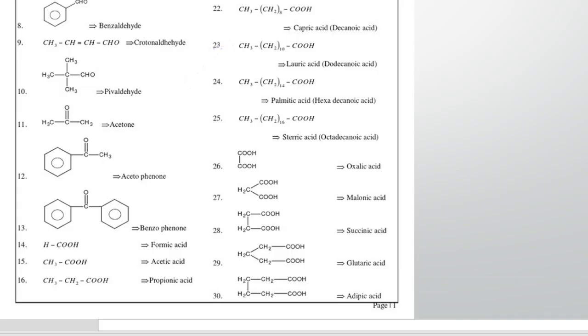Now let's move to the next part, that is the IUPAC nomenclature. To know what exactly the IUPAC nomenclature is, let's check my playlist. You will find it in video 3 as part 3 of classification and nomenclature.